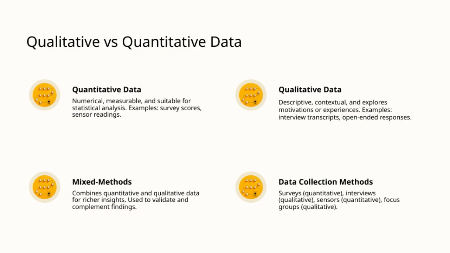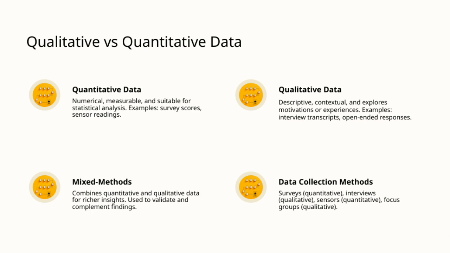Examples include interview transcripts or open-ended survey responses. It's more about understanding the why behind the numbers. Quantitative data, by contrast, is numerical and measurable. It's perfect for statistical analysis and includes things like survey scores or sensor readings. This type of data provides us with concrete, objective information.